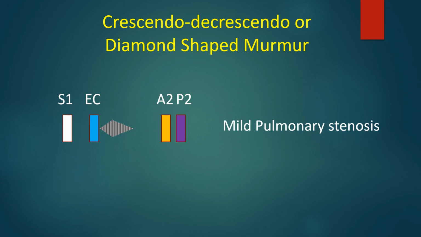Ejection systolic murmurs of pulmonary and aortic stenosis start a short while after the onset of systole and are preceded by the ejection click. They are decrescendo murmurs or diamond-shaped murmurs. The length of these murmurs is directly related to the severity of the stenosis.